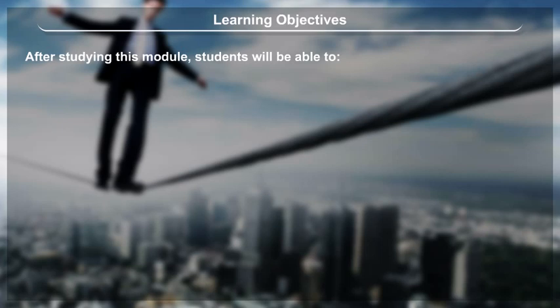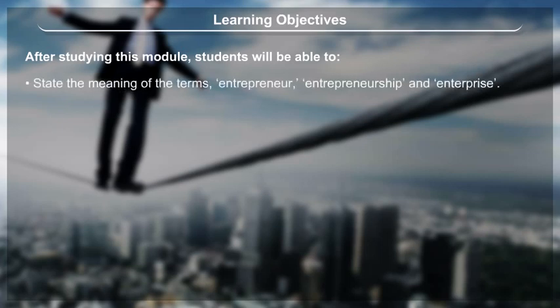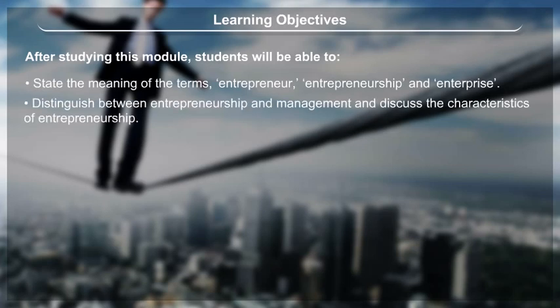Learning objectives. After studying this module, students will be able to state the meaning of the terms entrepreneur, entrepreneurship, and enterprise. Distinguish between entrepreneurship and management and discuss the characteristics of entrepreneurship. Explain the need for entrepreneurship.